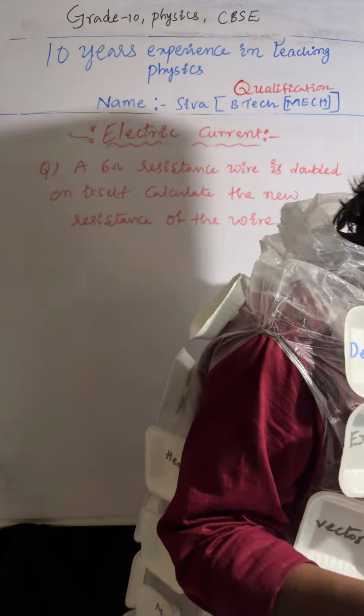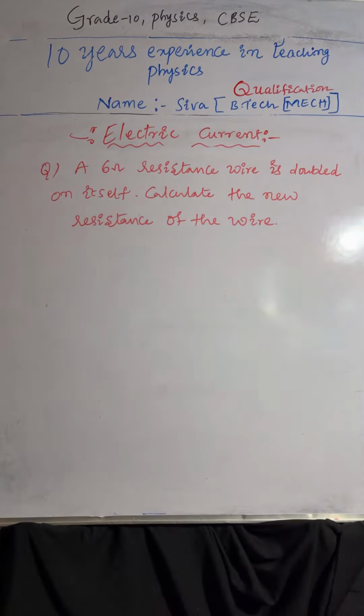So what is the answer? Let me know the answer. Check once here. So it is very easy only. A 6 ohm resistance wire is doubled on itself. Calculate the new resistance of the wire. Okay, so that is the question.